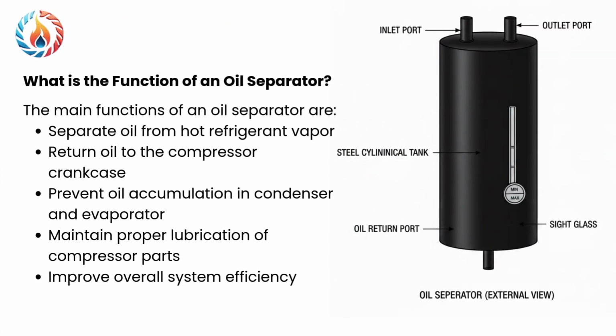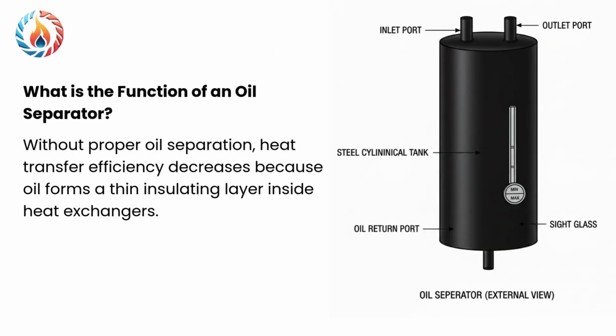What is the function of an oil separator? The main functions of an oil separator are: separate oil from hot refrigerant vapor, return oil to the compressor crankcase, prevent oil accumulation in condenser and evaporator, maintain proper lubrication of compressor parts, improve overall system efficiency. Without proper oil separation, heat transfer efficiency decreases because oil forms a thin insulating layer inside heat exchangers.